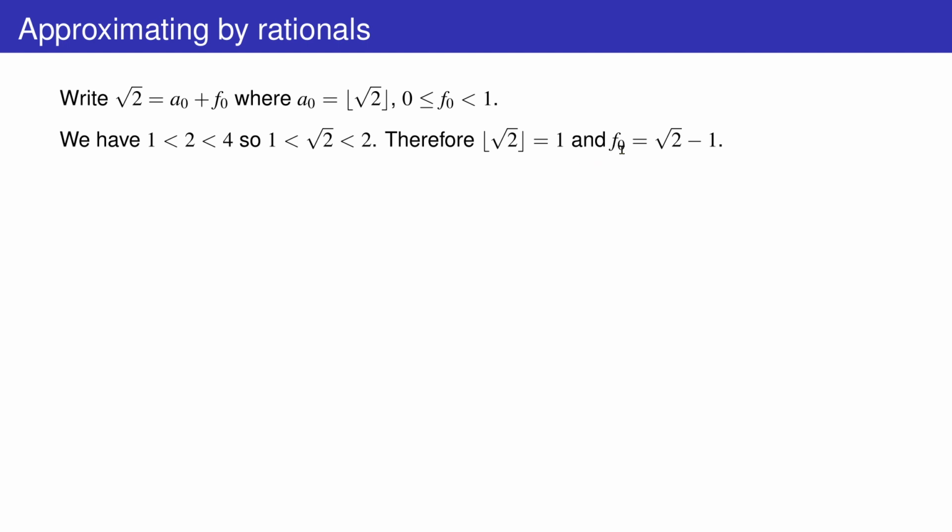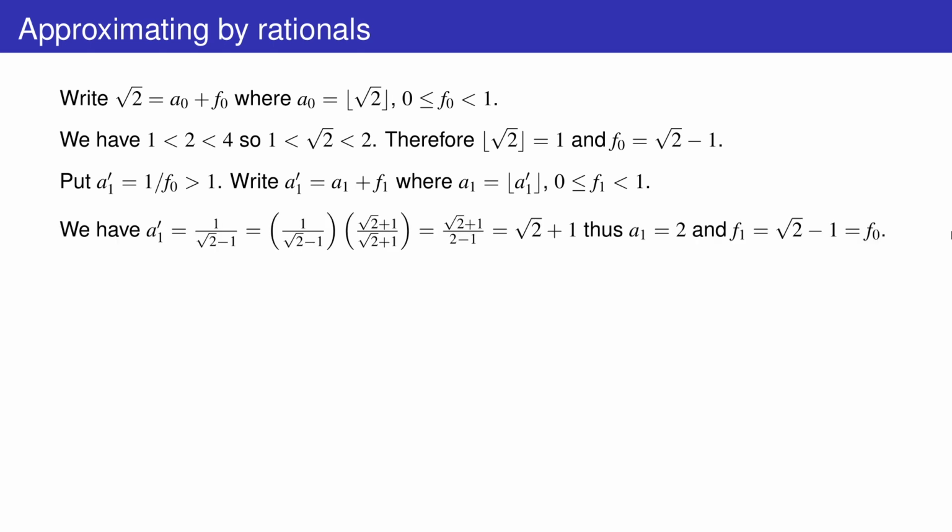And then the fractional part is the square root of 2 minus that 1. We can do the same thing again. We can take its reciprocal, which is greater than 1, and decompose this reciprocal, a1 prime, into an integer part plus some fractional part. But what is a1 prime? What is the reciprocal of that fractional part? We can work it out. a1 prime is 1 over the fractional part, which was the square root of 2 minus 1. And we can rationalize this, simplify it.